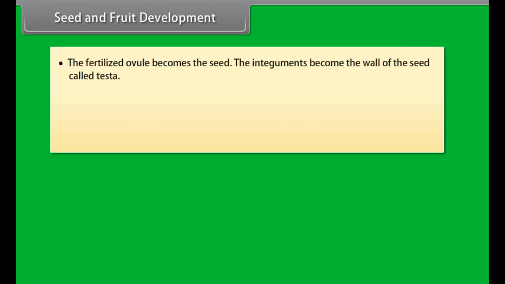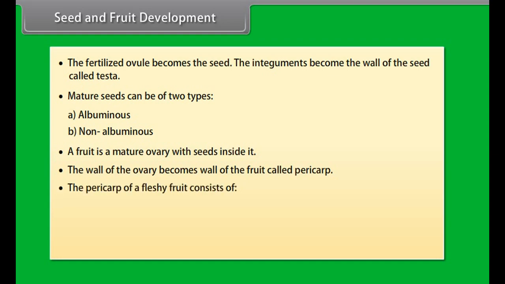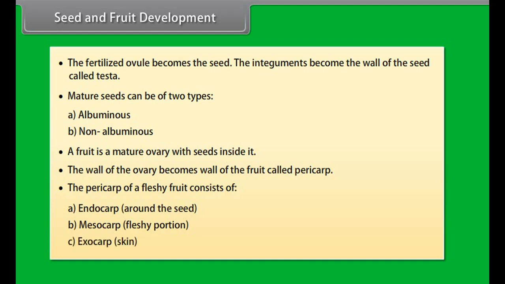Seed and fruit development. The fertilized ovule becomes the seed. The integuments become the wall of the seed, called testa. Mature seeds can be of 2 types: A. albuminous, B. non-albuminous. A fruit is a mature ovary with seeds inside it. The wall of the ovary becomes wall of the fruit, called pericarp. The pericarp of a fleshy fruit consists of A. Endocarp, around the seed, B. Mesocarp, fleshy portion, C. Exocarp, the skin.